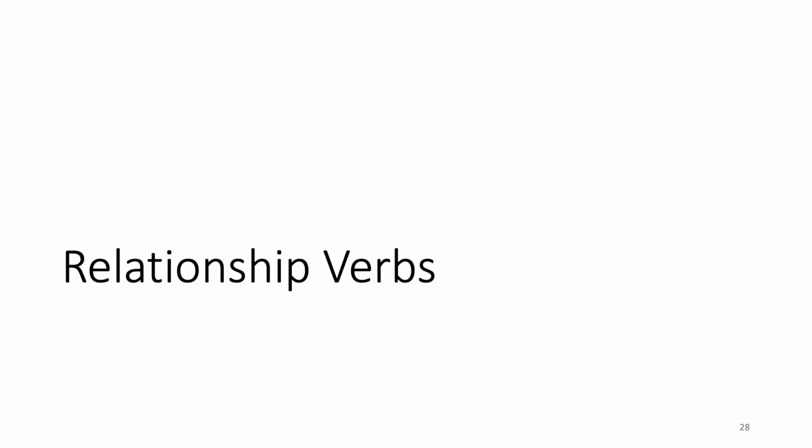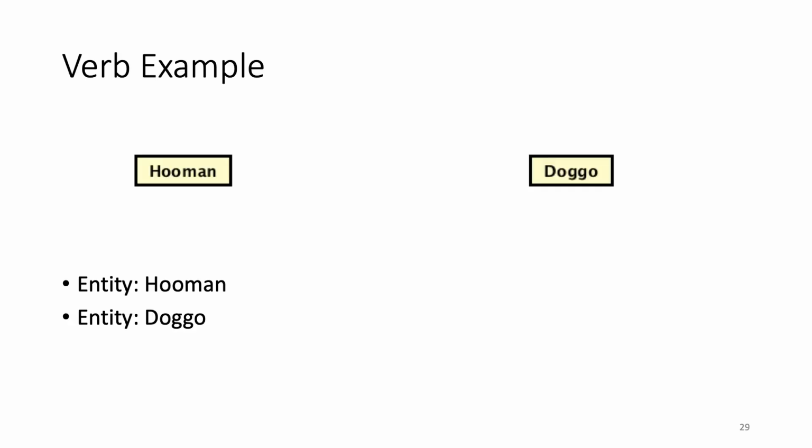Now, sometimes we want to go further. Sometimes we want to express more complicated relationships, and so we might want to put verbs into the diagrams. Here we have a human and a doggo as our entities, and we want to be able to express the relationship that exists between them.